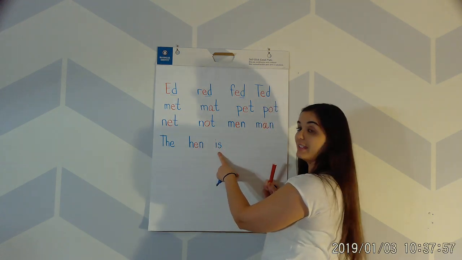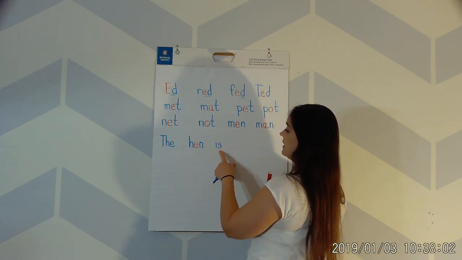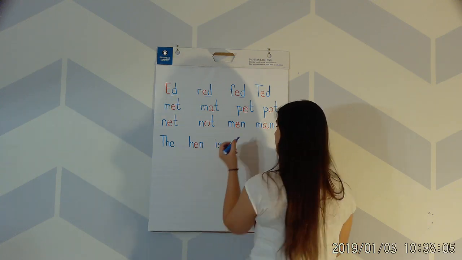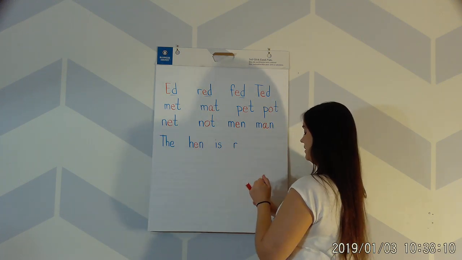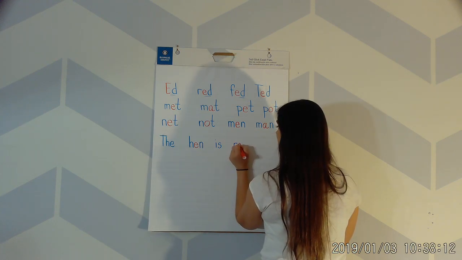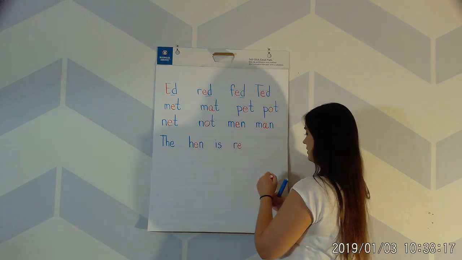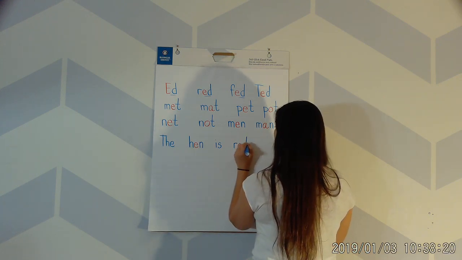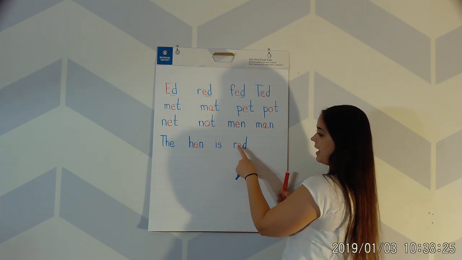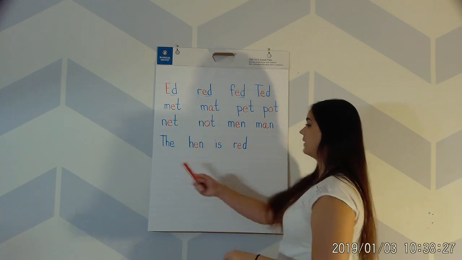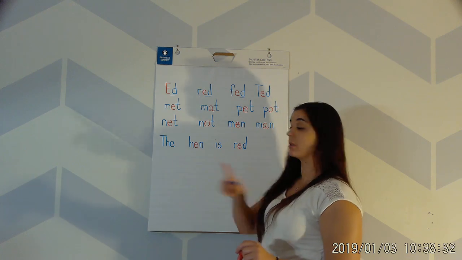And then is. So is another high frequency word. We can't really sound it out. We just have to know that IS is what word? Is. And R says what? E says eh, re. And D says duh. Let's blend. Red. All right, let's go ahead and read our sentence. The hen is red. Your turn.